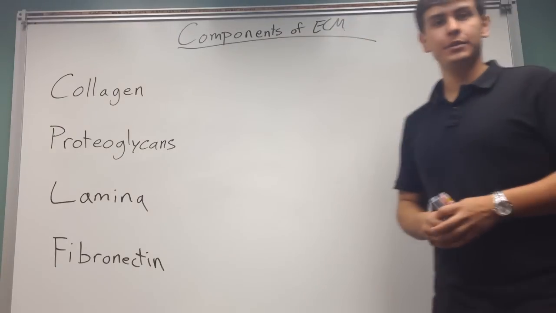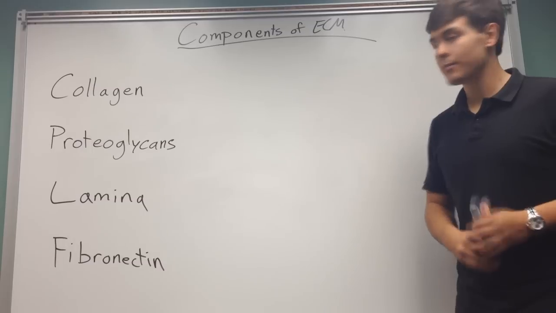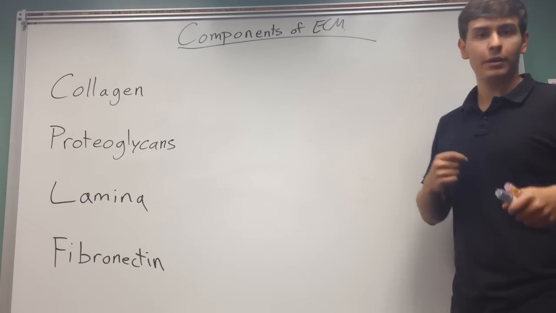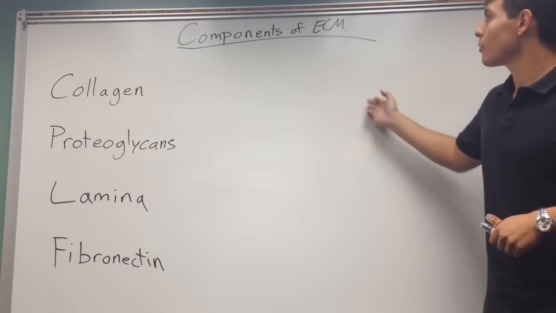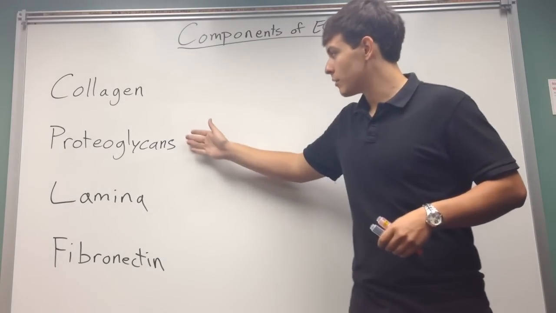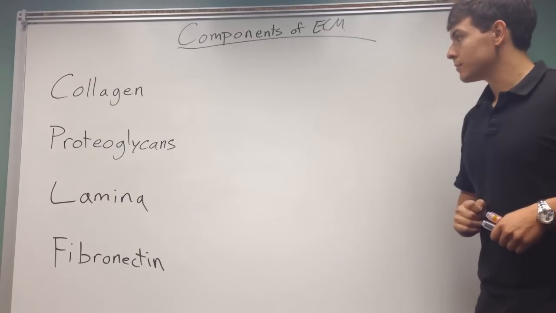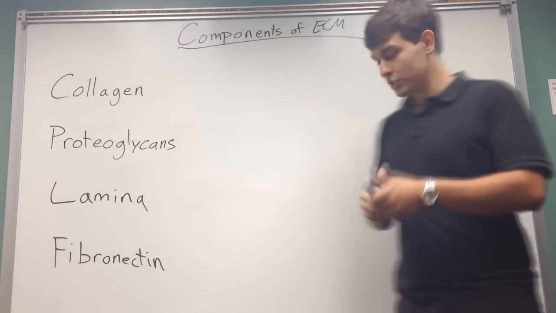Hey everyone, my name is David Eberts, and we're going to look into the main components of the ECM and the few things that you need to know about each one of them. So the four main components of the normal extracellular matrix are collagen, proteoglycans, laminin, and fibronectins. So let's start at the top with collagen.